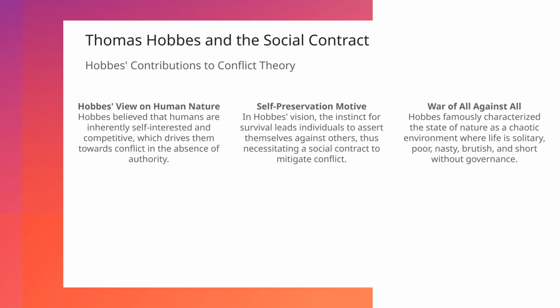So the main takeaway from Hobbes is that he believes that humans are inherently self-interested and competitive. So this is going to result in conflict in the absence of authority. Hobbes sees the instinct of survival leading individuals to assert themselves against others, which leads us to need an agreed upon social contract to avoid these conflicts. One of the things that the text touched on was how he famously characterized nature as a chaotic environment where life is solitary and brutish, and he called it the war of all against all.